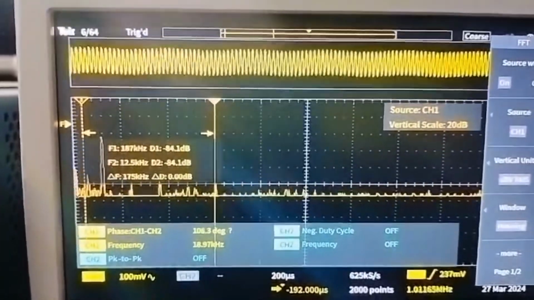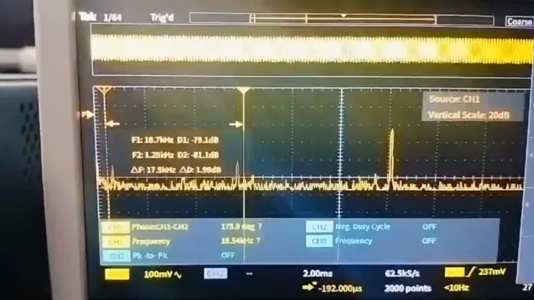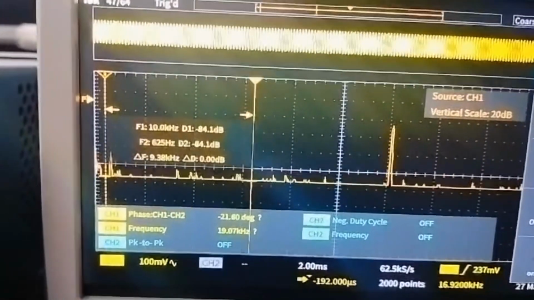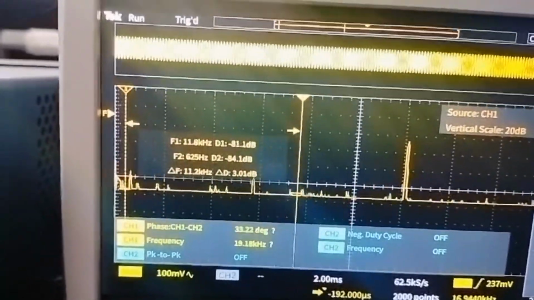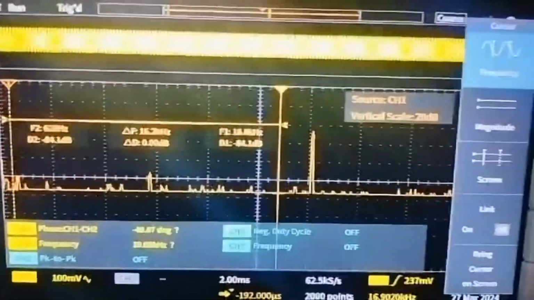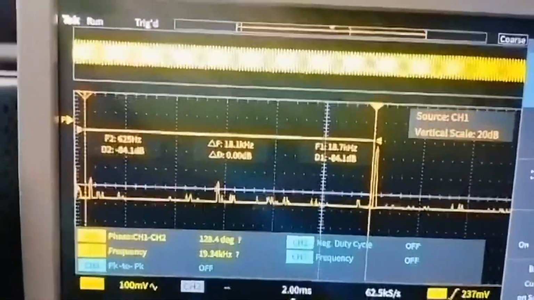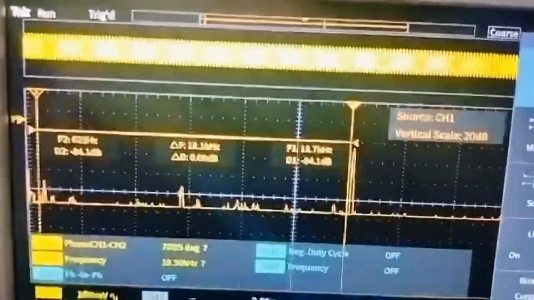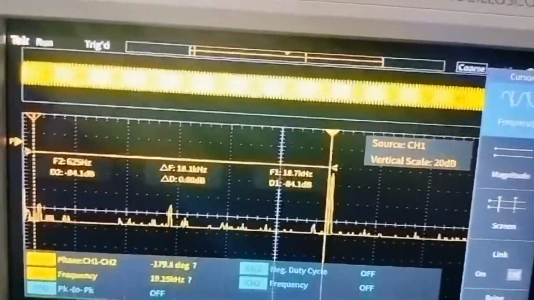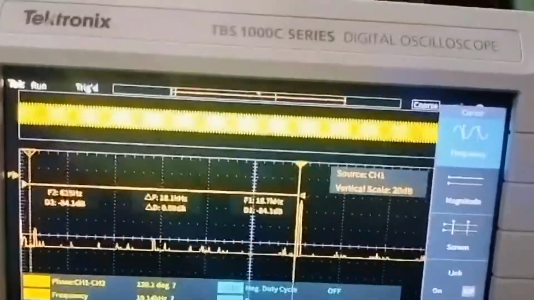Now let's take a look at the FFT of the final output. Here we see that the peak comes to be at approximately 19 kilohertz, which corresponds to the F1 plus F2 frequency component. We see that the F1 minus F2 frequency component has been filtered out. This is due to the fact that the op-amp differentiator circuit is a high pass filter.